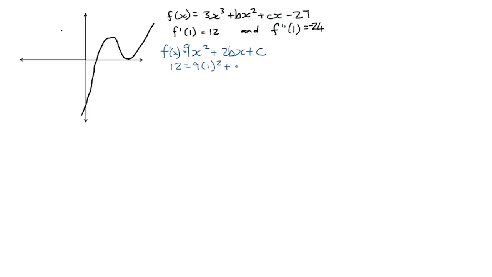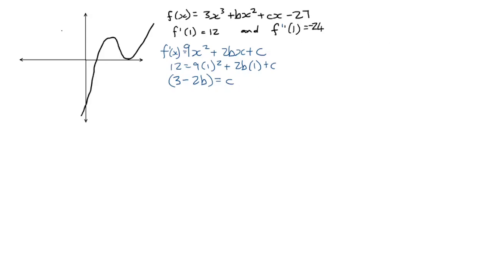And that's going to end up with just b's and c's. So 1 squared is 1 times 9 is 9. I'm going to take 9 across. So 12 minus 9 is 3. And I've got 2b, so I'll bring that across and it's minus 2b. I brought it across, so I just have c by itself.